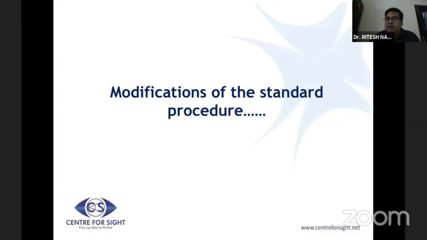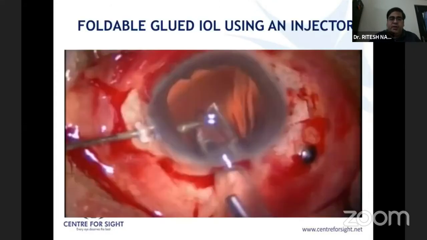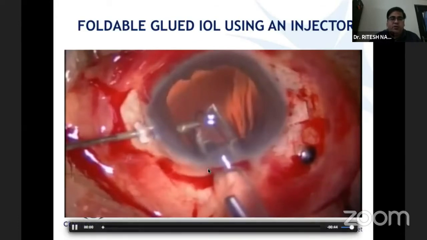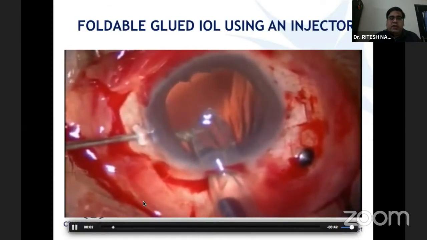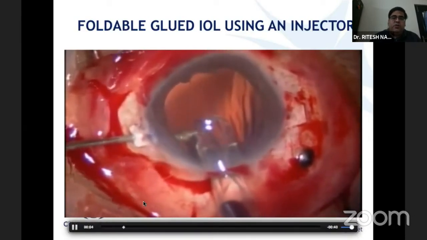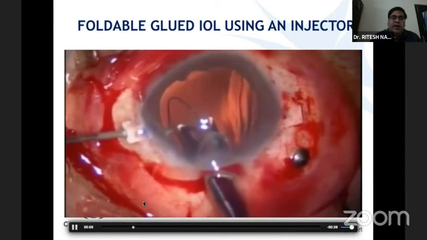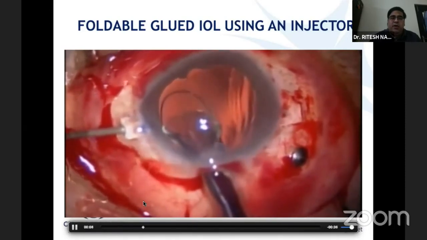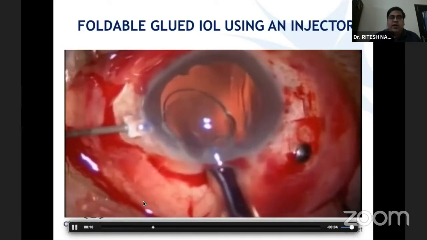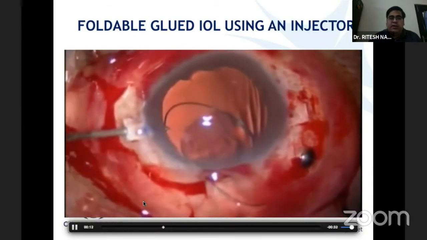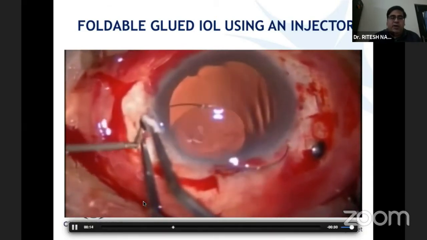Now, there are certain modifications to the standard procedure. I'm not talking about technique of externalization, it's brief modifications here. You can use an injector system also to inject. Again, the trick here is first hold the leading haptic, only the tip. Inject the IOL, let it unfold completely into the anterior chamber and leave the trailing haptic outside the tunnel.